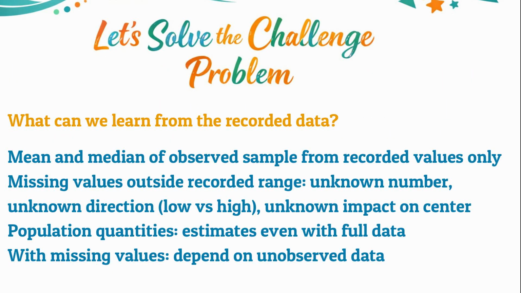From the recorded data, we can compute the mean and median of the observed sample. But these summaries describe only the values that were actually recorded. What's missing are the values outside the recorded range. We don't know how many observations are missing, whether they tend to be low or high, or how they would affect the center of the distribution. Even with complete data, population quantities are only estimated from a sample. Here, with missing values, any estimate would also depend on assumptions about the unobserved data.